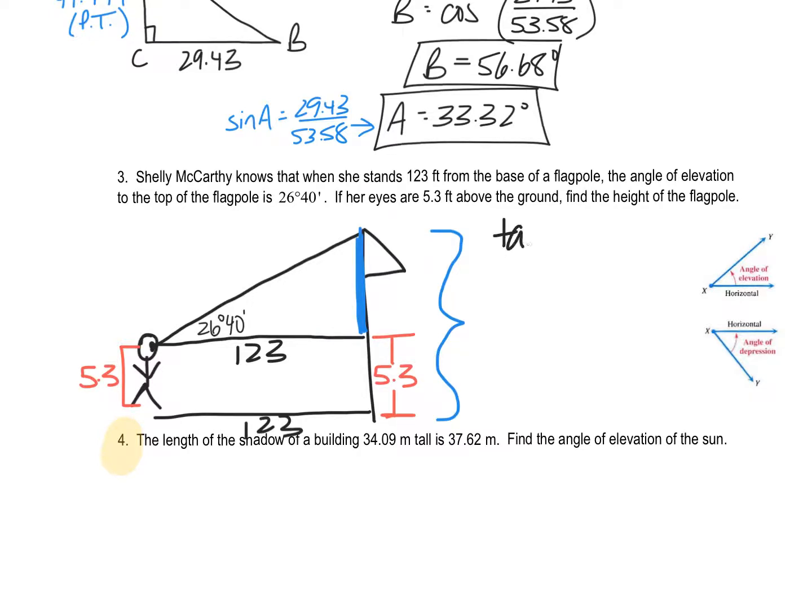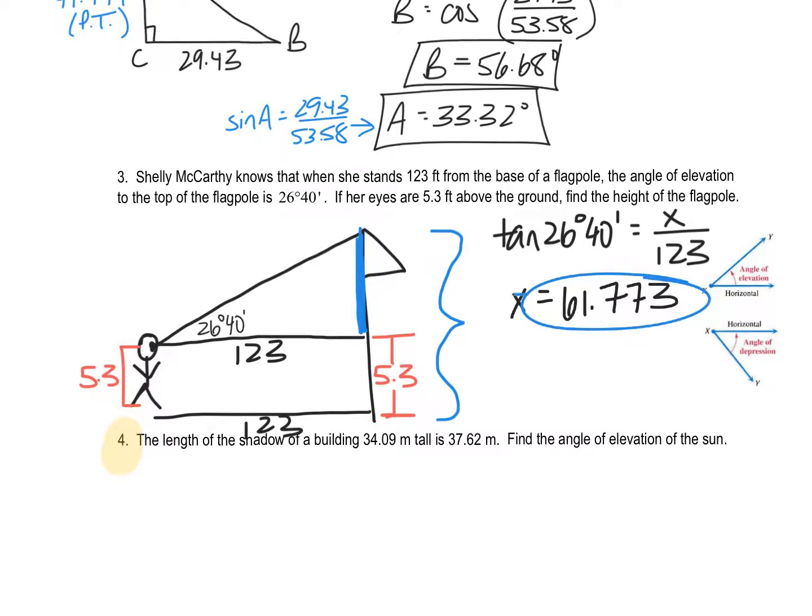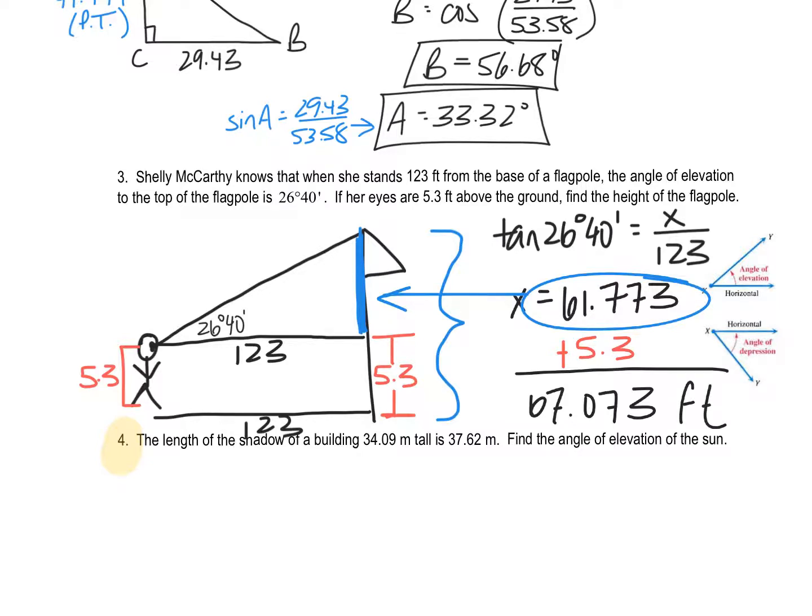So I'm going to do tan of 26 degrees 40 minutes equals opposite. I'll put an X there, or you could put an H or whatever letter you want, over adjacent, which is 123. So again, you're typing this into the calculator using your degrees and minutes buttons, and then you're just going to multiply by 123 to get X by itself. So that's going to give you X equals, let's see, 61.773. And then remember, that represents this right there. So what I have to do is add the 5.3 to it to get the entire height of the flagpole. When I do that, I get 67.073 feet tall.